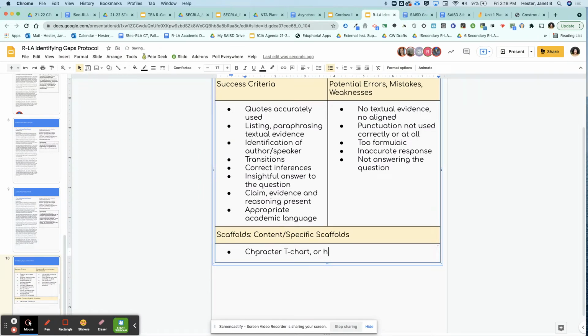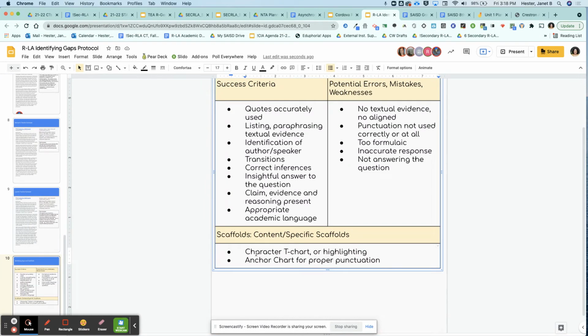Character T-chart or highlighting. Since we are at the beginning of the school year, second, third week, I believe we should come up with an anchor chart for appropriate punctuation. Just so they have the correct practice from the get-go, from the beginning, as far as where the commas go, open quotes, close quotes, where does a period or the question mark or exclamation, whatever it may be, does it go inside the quotes or outside the quotes?